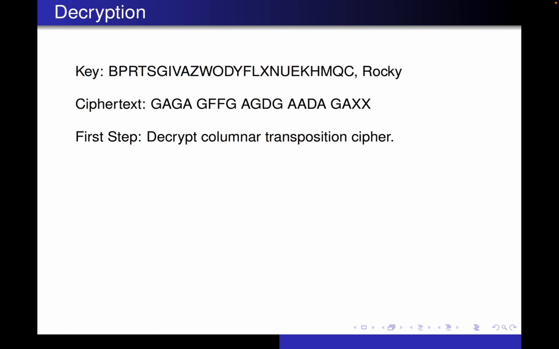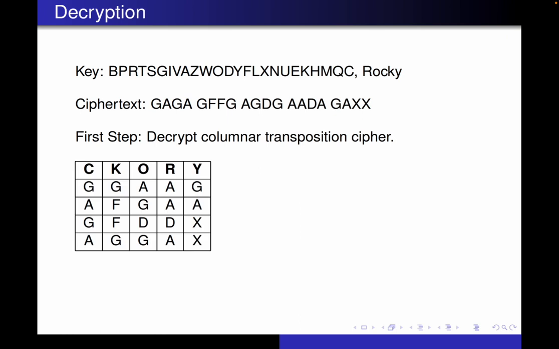So one thing we're going to do is figure out how many letters go in each column. We have 20 letters. We have 5 letters in our keyword, which means that each column is going to have 4 letters. And so you may have noticed in the ciphertext up there, I split our ciphertext into groups of 4 letters. Each of those is going to be a column. Notice I put the letters of the word Rocky in alphabetical order, so you can see that. First column is GAGA, then GFFG, then ADGDG, etc., going all the way along. Now we put those columns in the order of the regular word Rocky, and there's what we get for that.